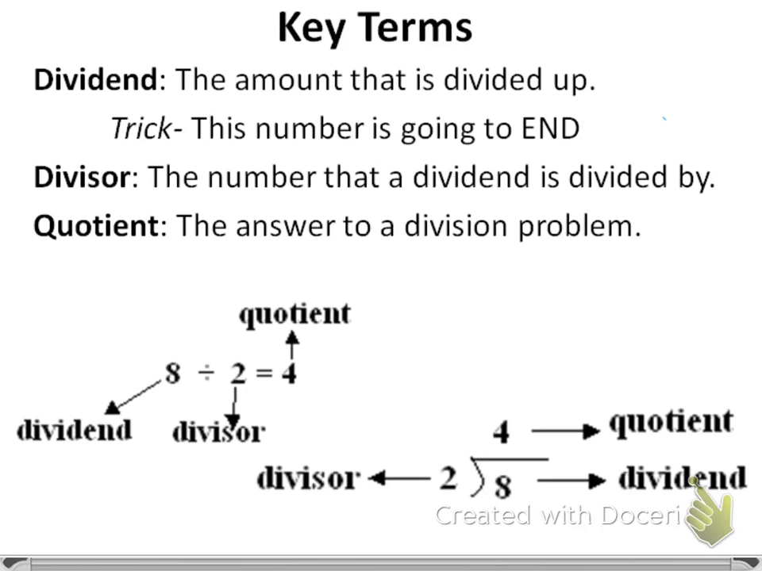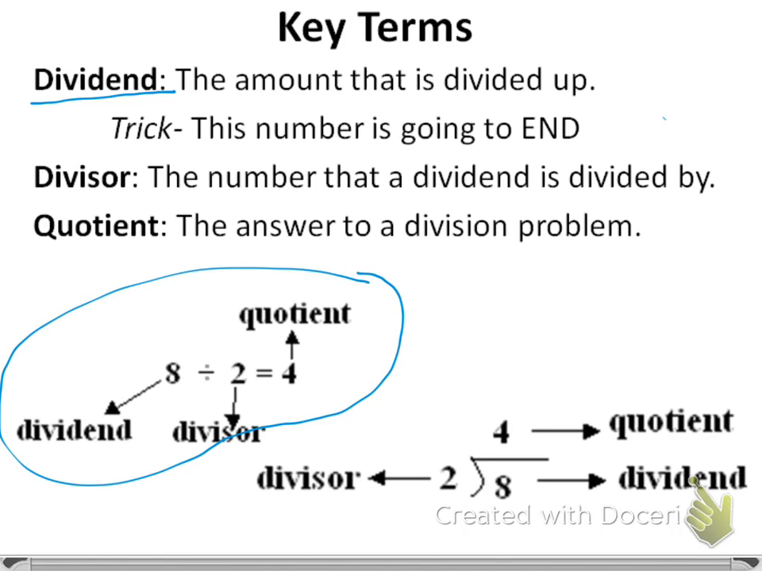The first is called dividend. Hopefully you've heard this word before. The dividend is the amount that is divided up. So if you look down below at these examples, in this question our dividend is the 8 because 8 is going to be divided up by 2. In here it's the 8 again because it's going to be divided up. A trick to remember the dividend: it has "end" in it, and this is the number that is going to end. It is the number that is being divided up. That's how I remember it.